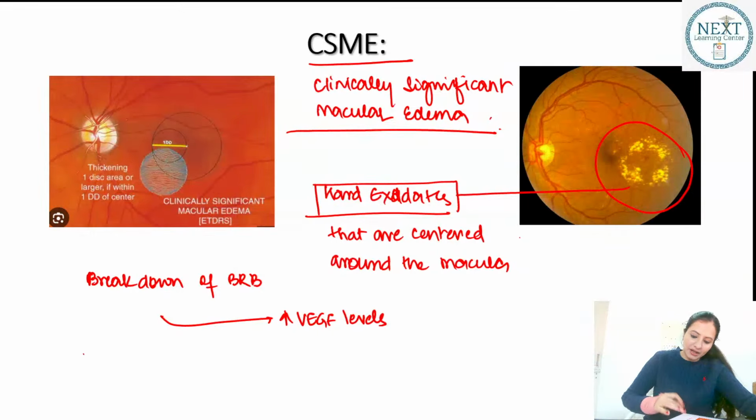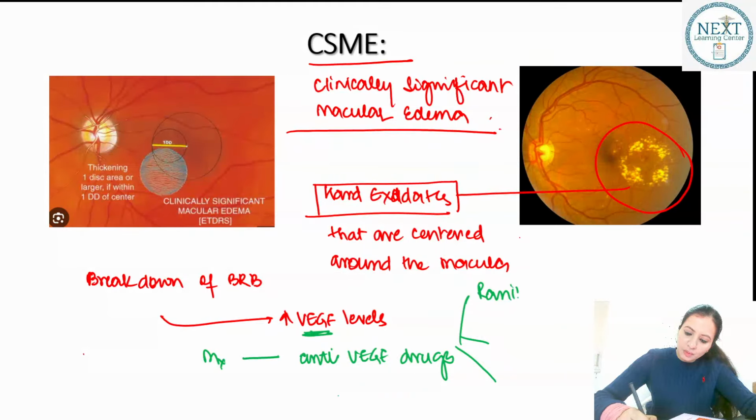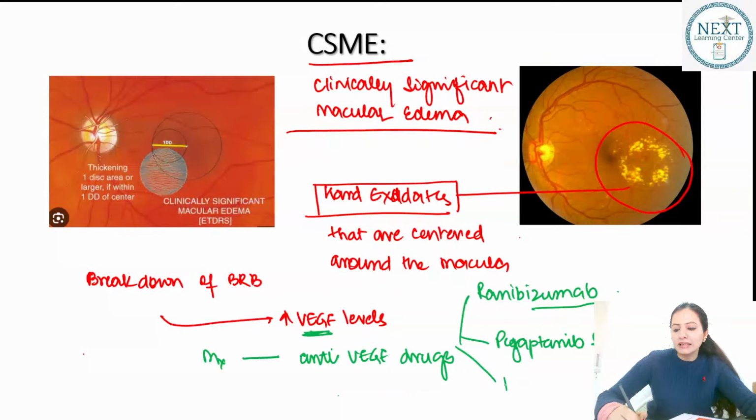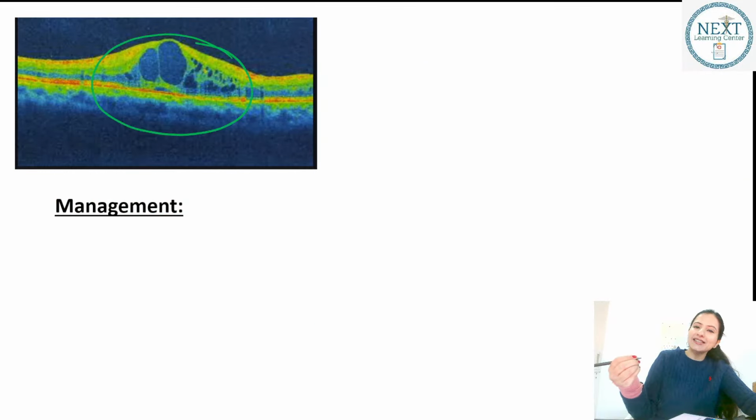So how will you manage it? Management is very simple. Decrease this by giving anti-VEGF drugs. What are the anti-VEGF drugs? They are ranibizumab, all the zumabs. Then there is pegaptanib sodium and another zumab, that is bevacizumab. Okay. Now this is your clinically significant macular edema management. I have already told you.